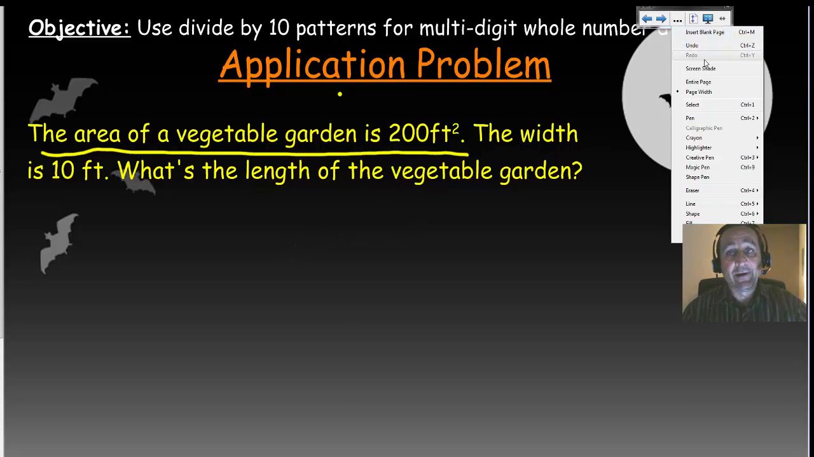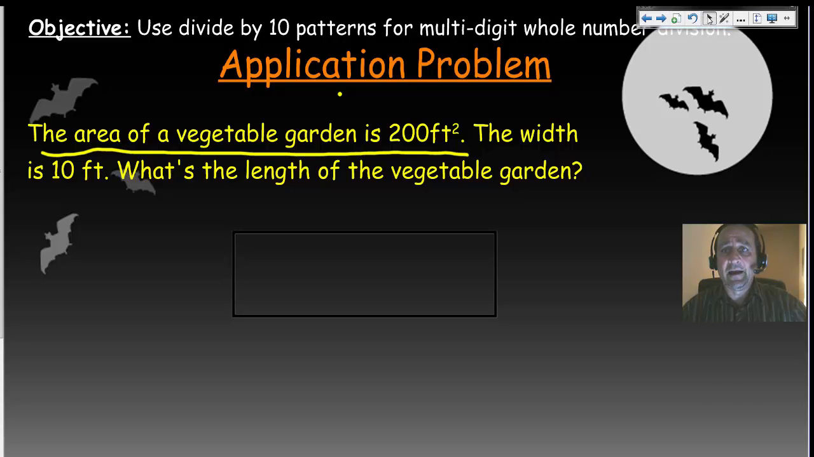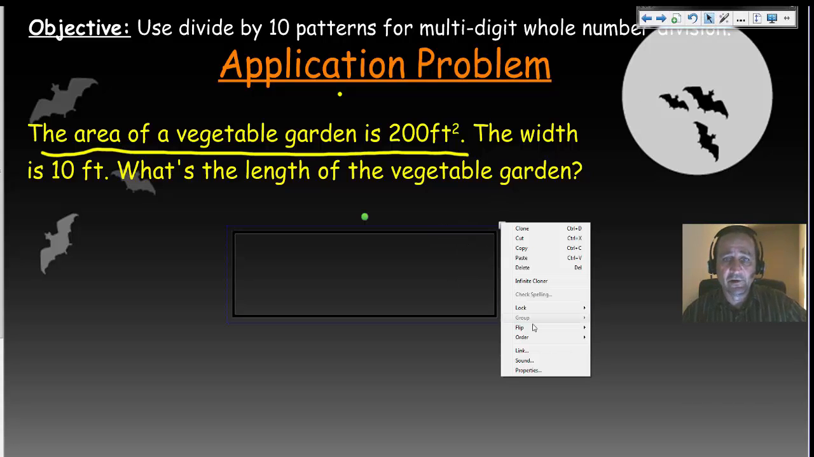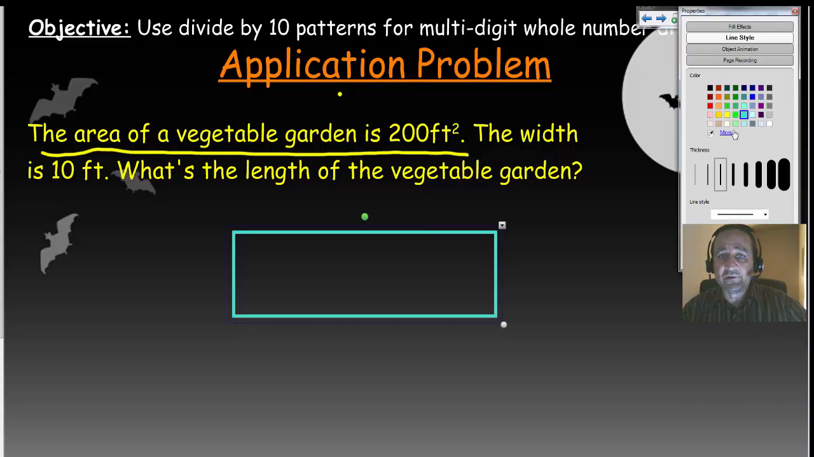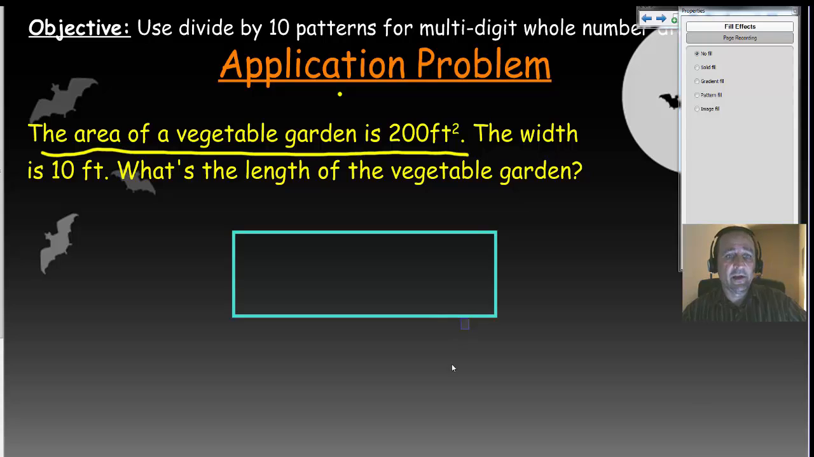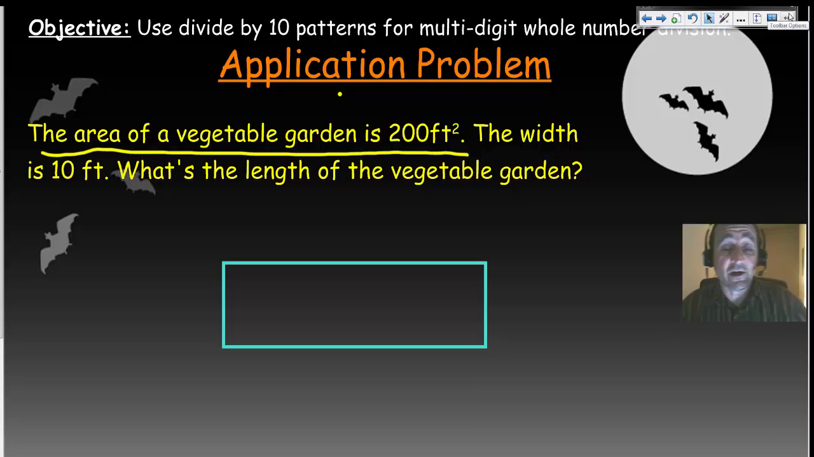Well, when I think of a vegetable garden, since it has a length and a width, you should be thinking shape. So let's draw a shape. However, I don't know if I like black there. I'm going to see if I can use another color, something really bright. Ooh, line style. Let's do something like that. I know you're thinking, Mr. Wara, you're having way too much fun with this. I know I am. This is the math I love, the real problem stuff.